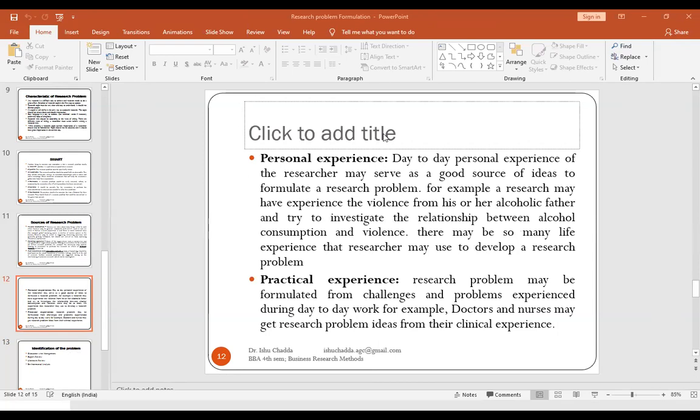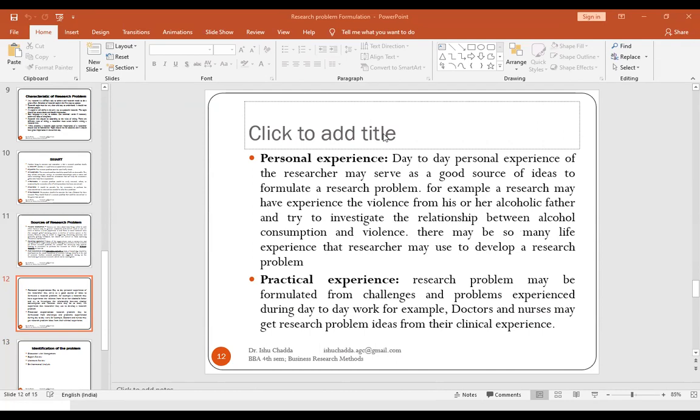The next is personal experience. Day-to-day personal experience of the researcher may serve as a good source of ideas to formulate a research problem. For example, a researcher may have experienced violence from his or her alcoholic father and try to investigate the relationship between alcohol consumption and violence. So there may be many life experiences from which the researcher may want to develop a research problem.